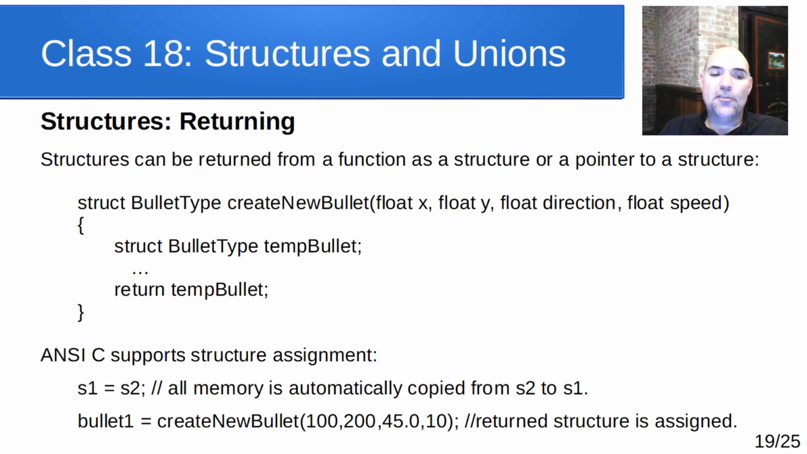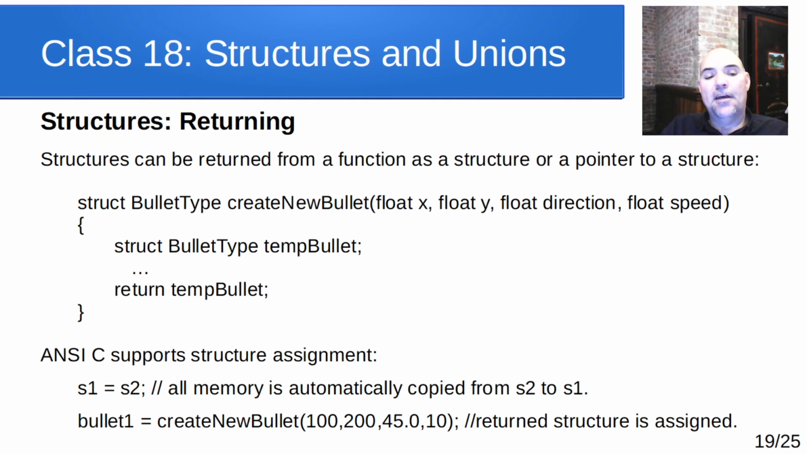So if you have 2 different structures, and these are actual variables, you can assign the contents of one to the other, and it will automatically copy that block of memory. In our case, if this was bullets, it would copy all 20 bytes. If this was a student type, and that's a student type, it would copy all 64 bytes over this.